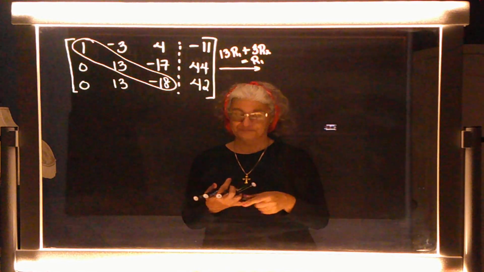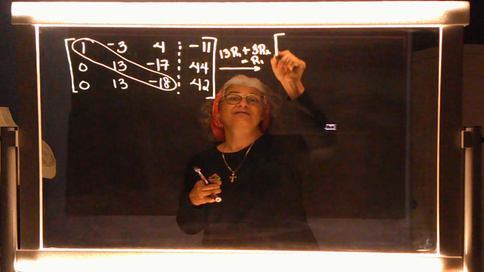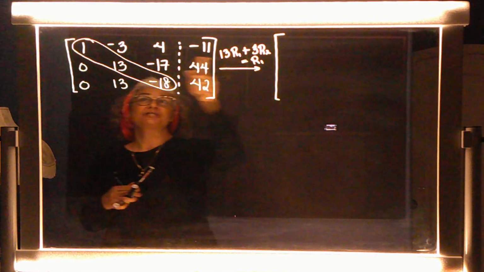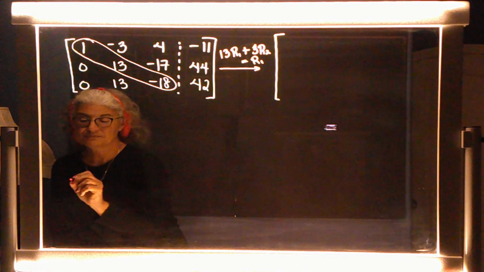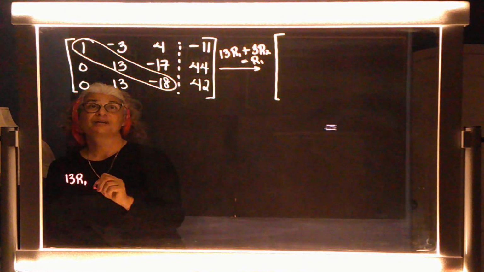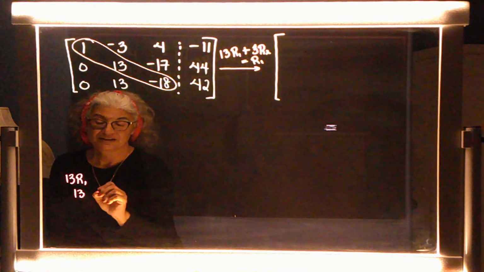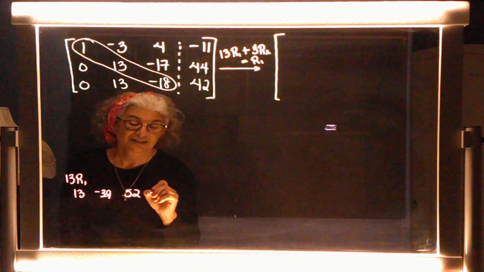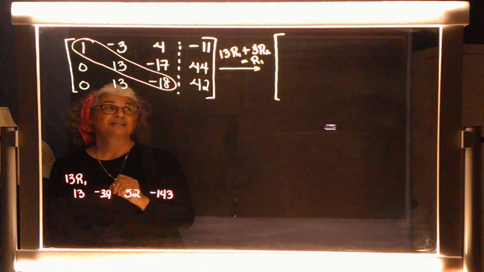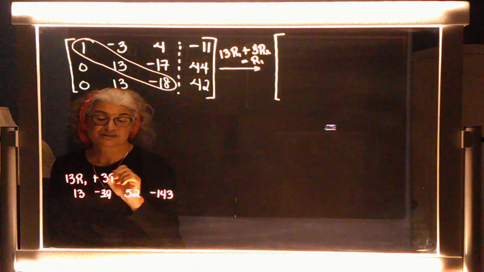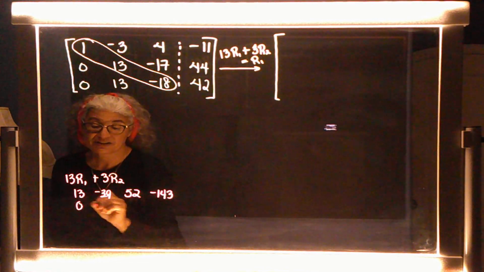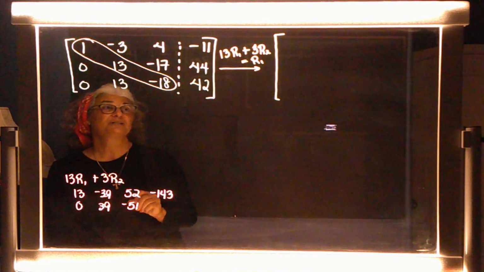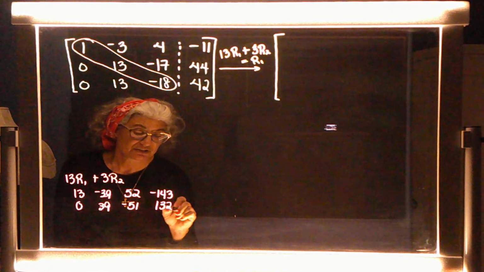So, I want to write my new matrix. But I got some work to do. So you said take 13 times the first row. So that would be 13, negative 39, 52, and negative 143. And then we said add it to 3 times the second row. So 3 times the second row would give me 0 and then 39, negative 51, and 132.